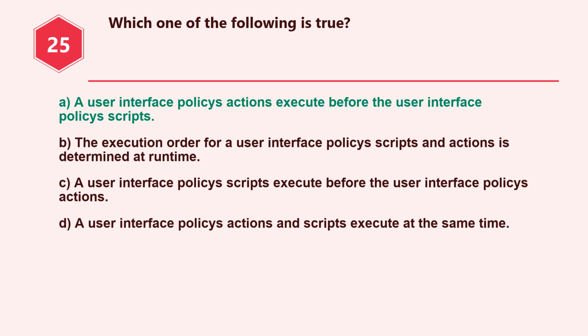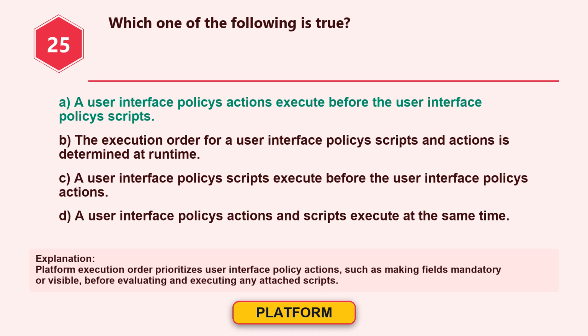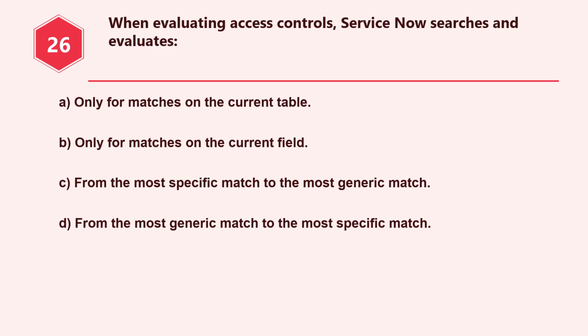The correct answer is option A. A user interface policy's actions execute before the user interface policy's scripts. Platform execution order prioritizes user interface policy actions, such as making fields mandatory or visible, before evaluating and executing any attached scripts. Question 26. When evaluating access controls, ServiceNow searches and evaluates.